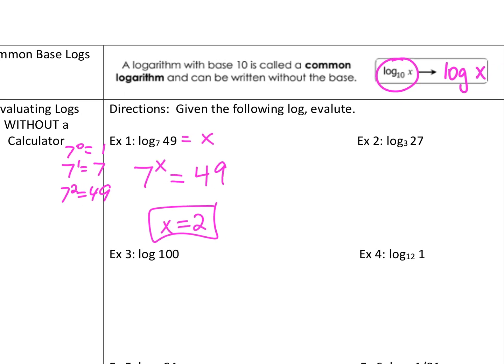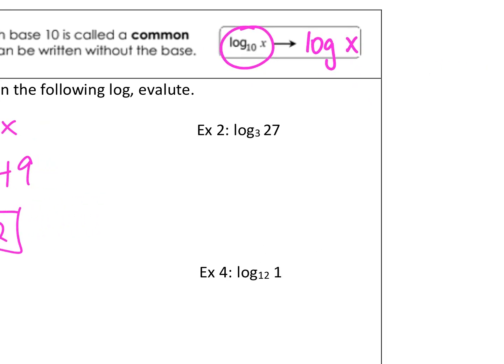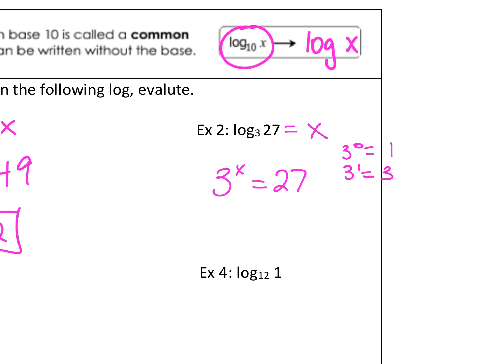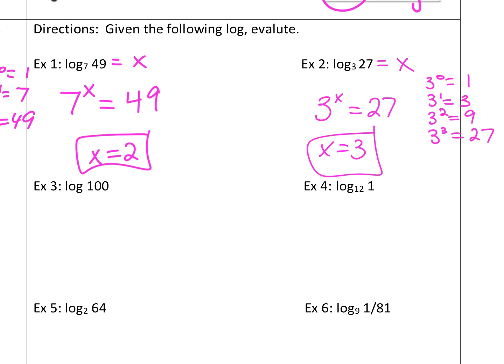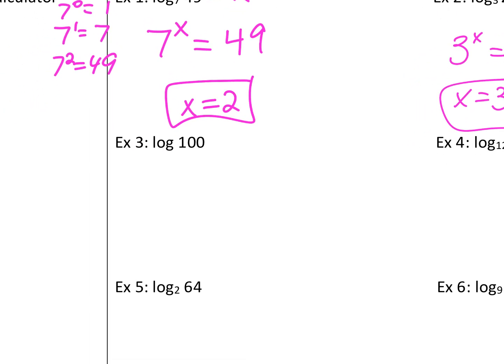If this isn't something you can picture in your head. Next one is example 2. Let's try this one out. So it'd be 3 to the x equals 27. Again, no calculator here. 3 to the 0 is 1. 3 to the first is 3. 3 squared is 9. And 3 to the third is, got it, 27. None of the ones on your quiz are going to be any bigger than what these are. So these should be some stuff you can do in your head.